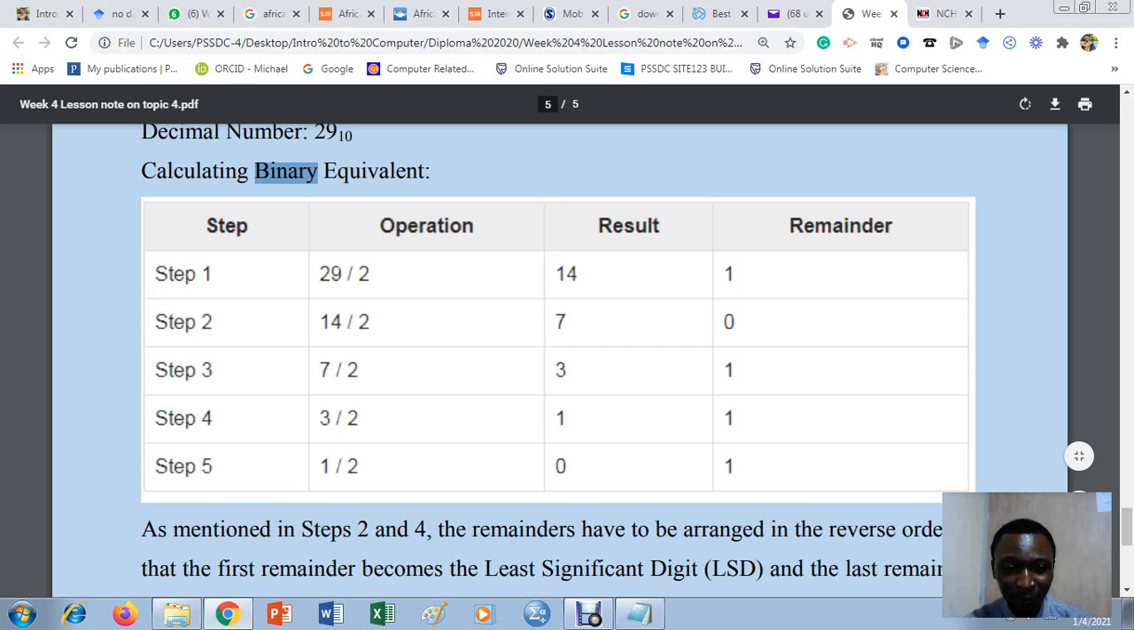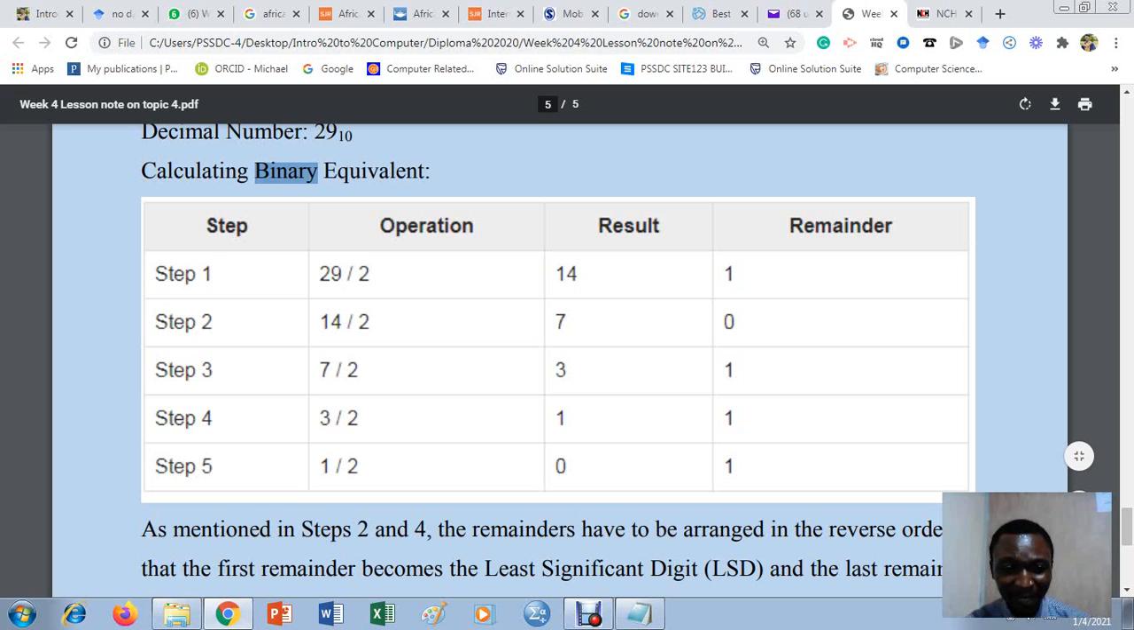Now, you divide this number again by 2. If you divide 14 by 2, you are going to have 7, no remainder. The 7 again, the result, if you divide it by 2, you are going to see 3 inside, remainder 1. If you divide 3 by 2, you are going to see 1, remainder 1.